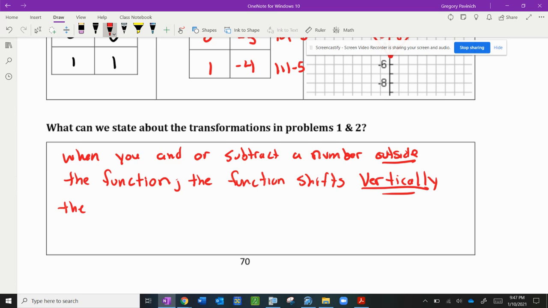The same sign relationship, meaning if it says +5, it's going up 5. If it says -5, it's going down 5. And so we'll look at what happens if we add or subtract a number inside the function next.